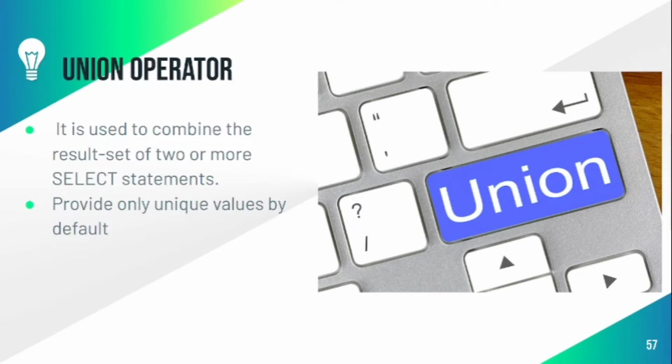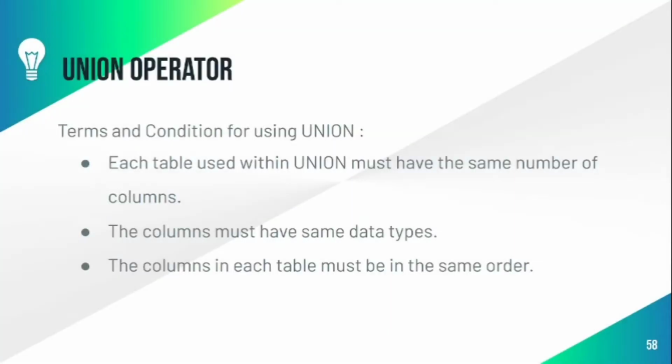So let's talk about the terms and conditions of the union operator. Each table used within union must have the same number of columns, and the columns must have the same data types, and the columns in each table must be in the same order. Okay, so these are the terms and conditions for using the union operator.